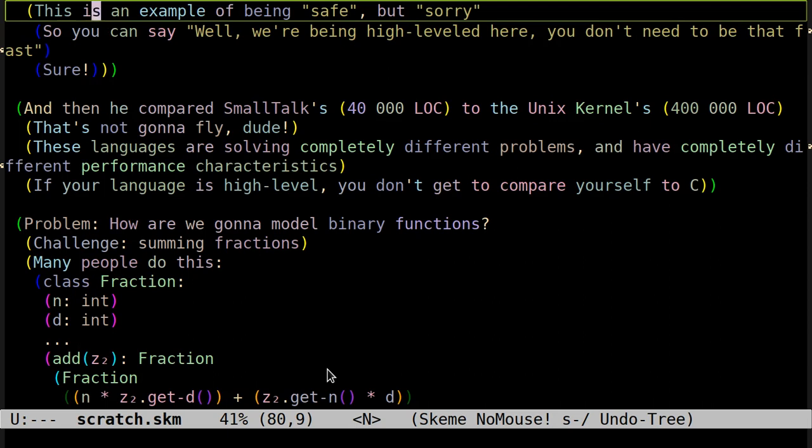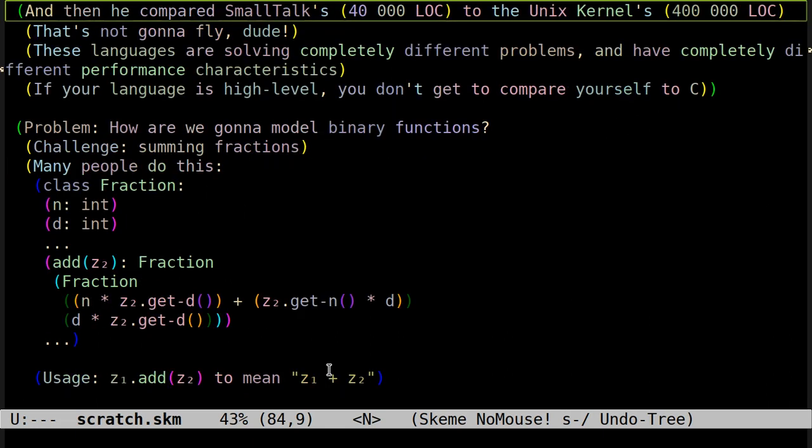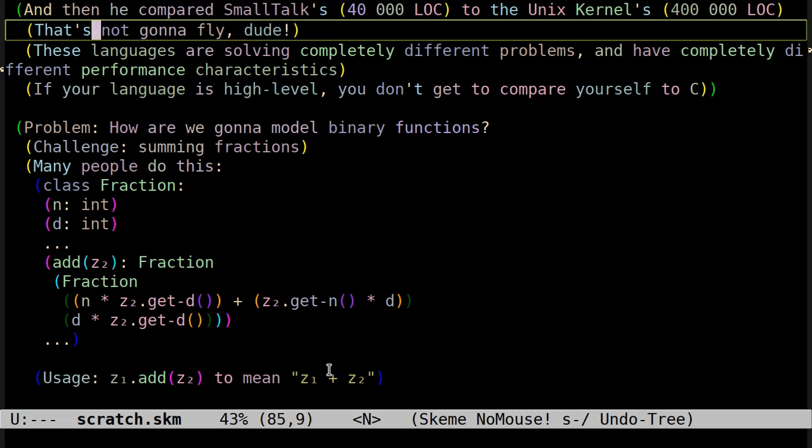So a counter to that may be that, well, we're using a high-level language, so you don't need to be that fast. To that I say, sure, okay. And then he compares Smalltalk's 40,000 lines of code to the Unix kernel's 400,000. And I'm gonna say that comparison is not gonna fly, dude. These languages are solving completely different problems, and they have completely different performance characteristics. So if your language is high level, then you don't get to compare yourself to C and feel good.